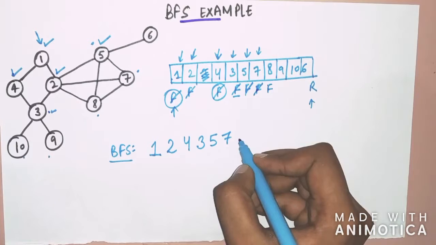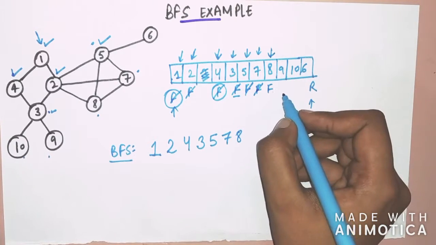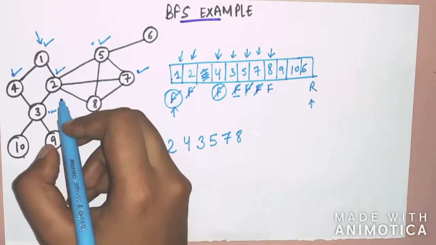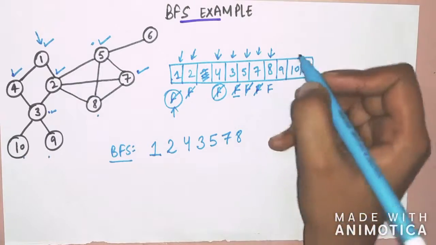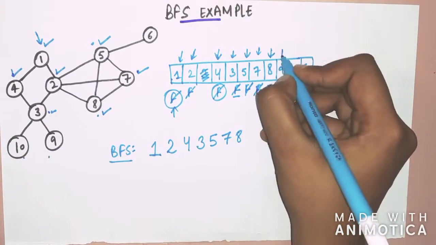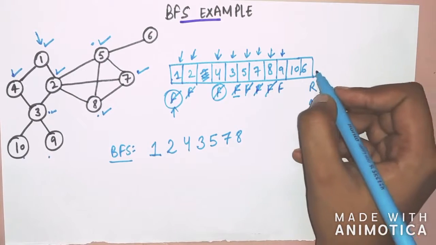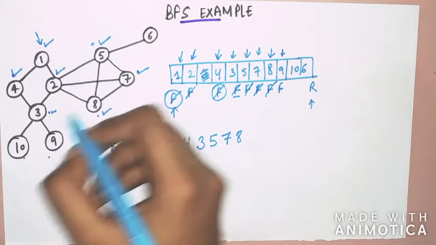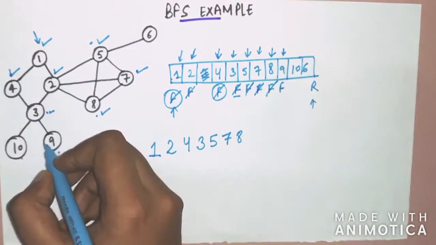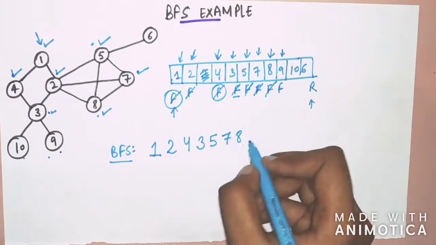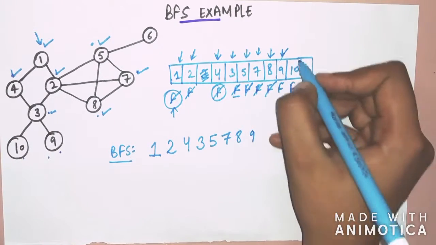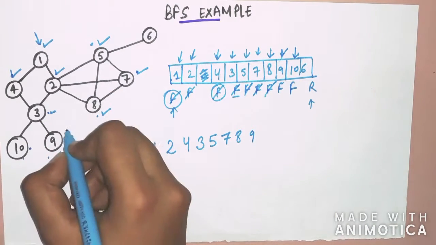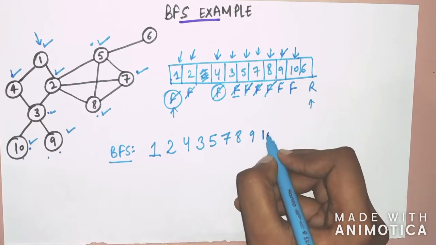So I will move the front to 8, and my 8 will be printed out. For 8, its adjacent nodes are 2, 5 and 7, and we can see that 2, 5, 7 are already visited, so I will mark it visited and move on. Now my front will become 9. For 9 it has only one adjacent node, that is 3, and 3 is already visited. So I will print just 9 and move on. For 10, again I can see that 3 is the only adjacent node and it's already visited, so I will mark 10 visited and print it.